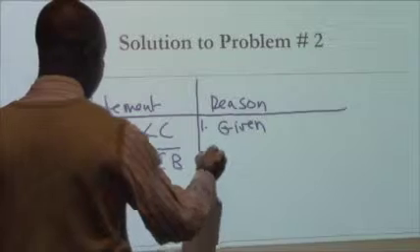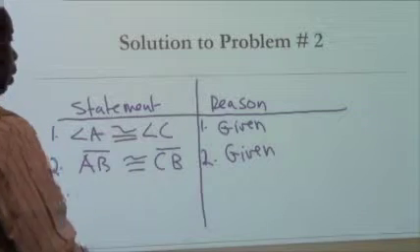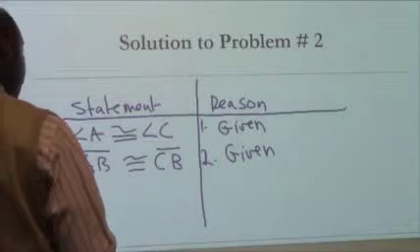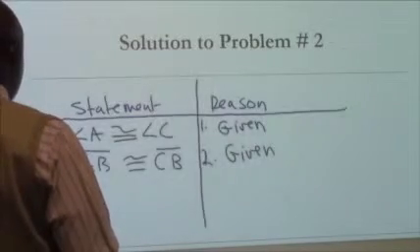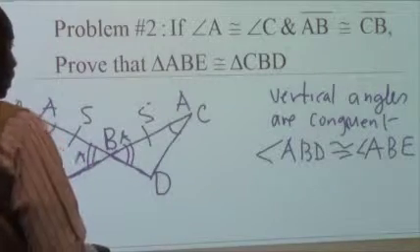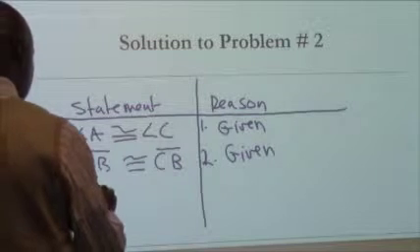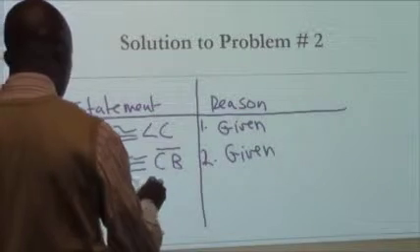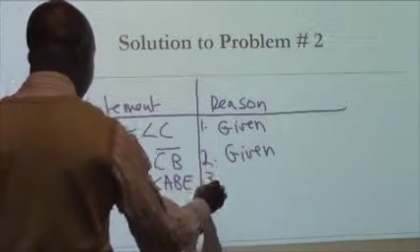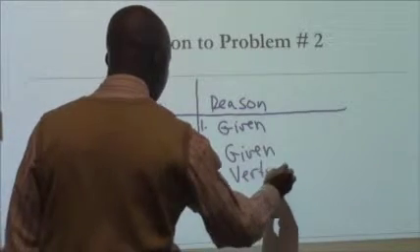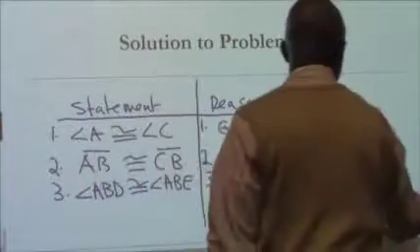So again, that was given. We also saw some angles that were congruent because of what? The angles were vertical angles. Let me go back there. We realized that angle ABD was congruent to angle ABE. The reason for that was the definition of vertical angles. Since vertical angles are congruent, equal.